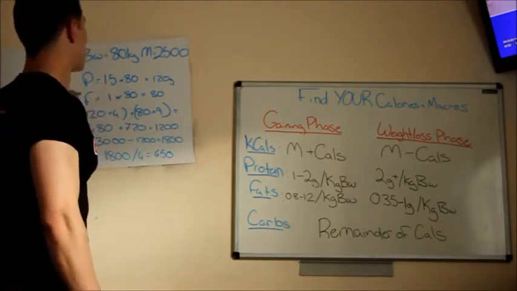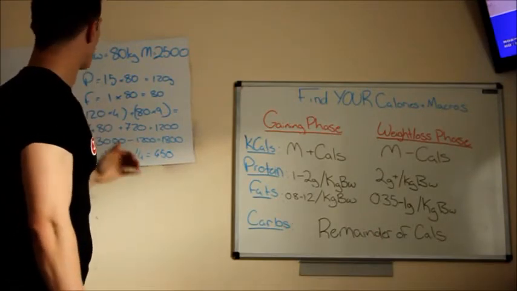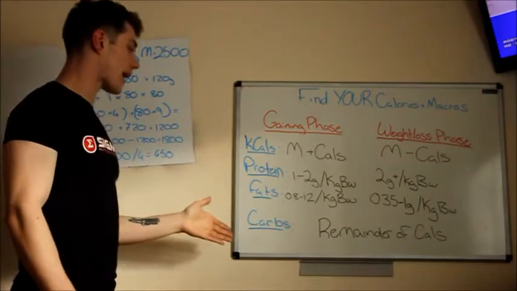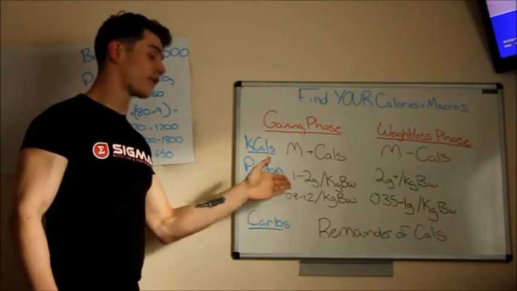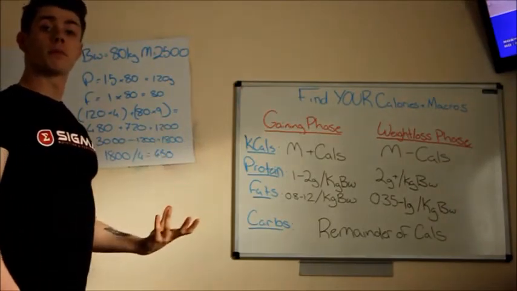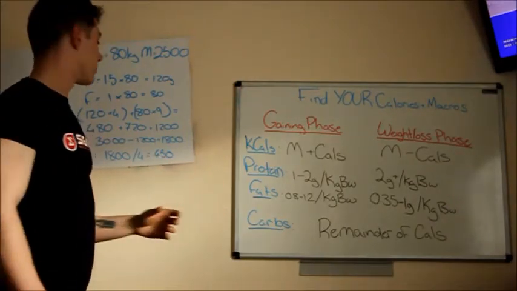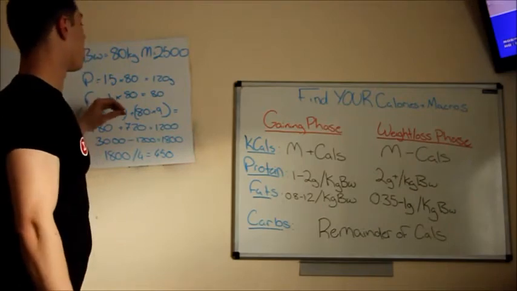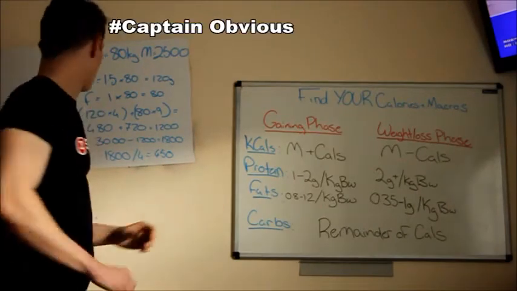Then we'll calculate out our fats. So again, just like the protein, I hit smack bang in the middle, so we'll go the same for the fats. So we're going to go 1 gram of fat per kilo of body weight. So that's going to equal 1 by 80, which is 80.